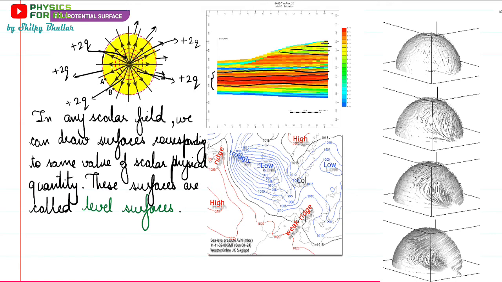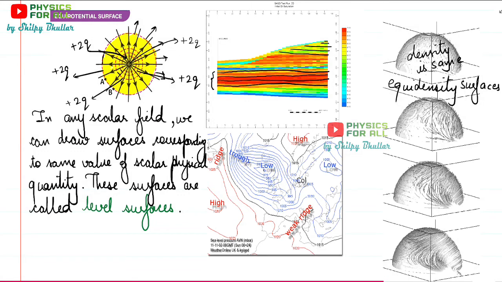So everywhere the density is same. Okay, density is same. So we call them equidensity surfaces. If you see these fine lines, basically they all represent surfaces. These all lines represent surfaces. So these are also equidensity surfaces. Corresponding to particular density, we have divided the whole region into a number of surfaces. So all these are called level surfaces.